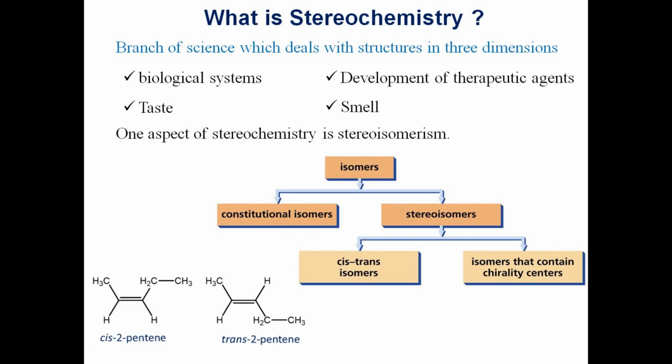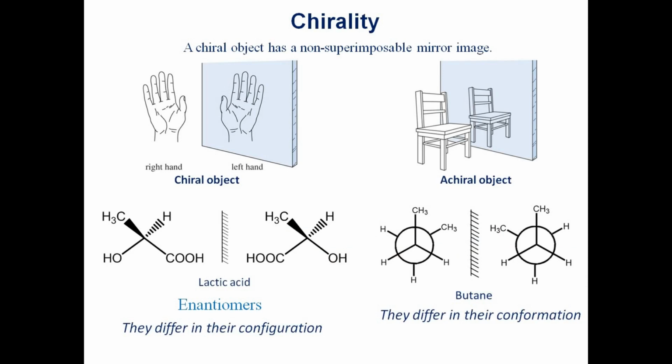Now coming to the second part of stereoisomerism, which involves chiral centers. Before moving into details, we need to know the topic chirality. And chirality is always associated with chiral objects. So a chiral object has a non-superimposable mirror image. And the best example of a chiral object is our hand. Our right hand is not superimposable to our left hand. But on the other hand, achiral objects like chair, these types of objects can be easily superimposed over the mirror image.